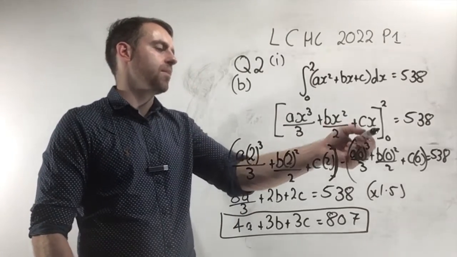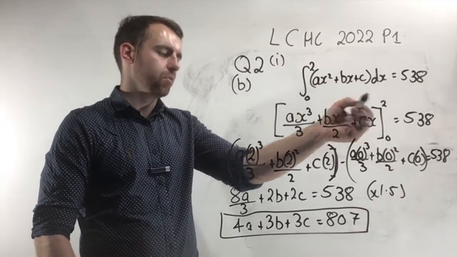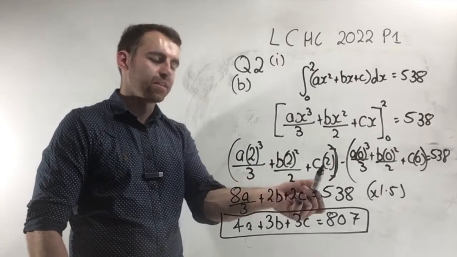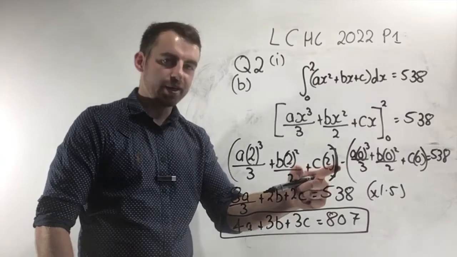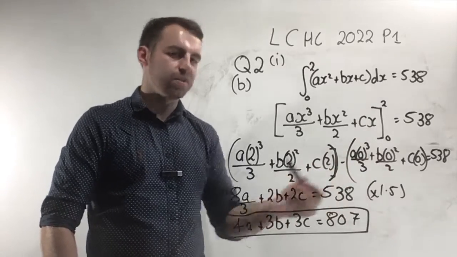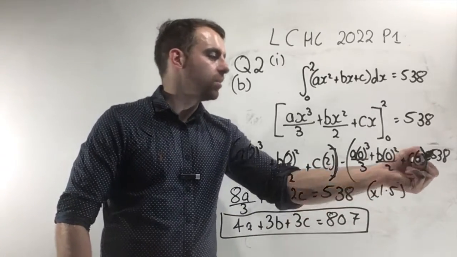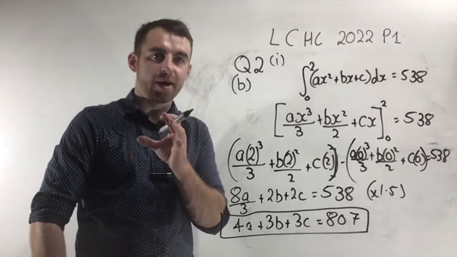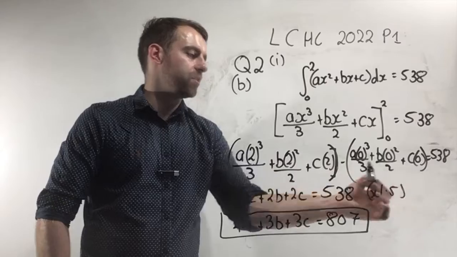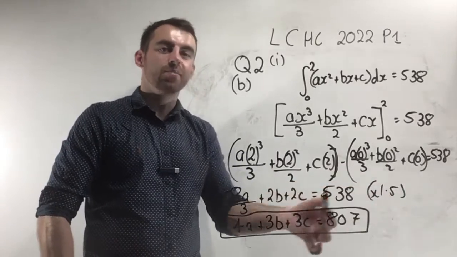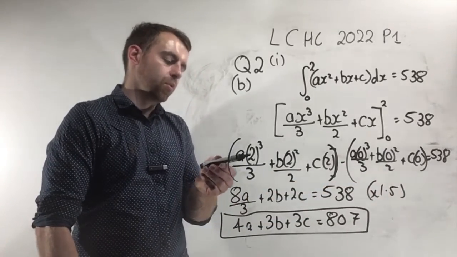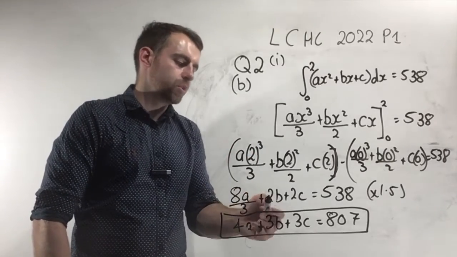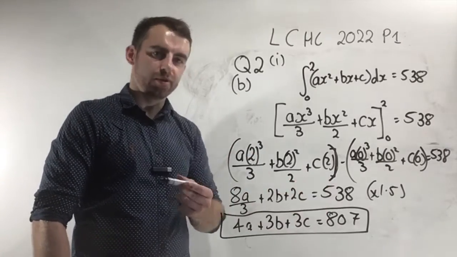If I'm subbing in my limits, I first sub in the upper limit, which is 2. So here, I've rewritten all of this, except instead of an x, I've subbed in a 2. Then I put a minus, and I sub in the lower limit, which is a 0. And that, I know, is equal to 538, because this works out the area marked by k. All of this just becomes zeros, because anything multiplied by 0 is just 0. So 2 cubed becomes 8, so I get 8a over 3, plus 2b plus 2c equals 538.